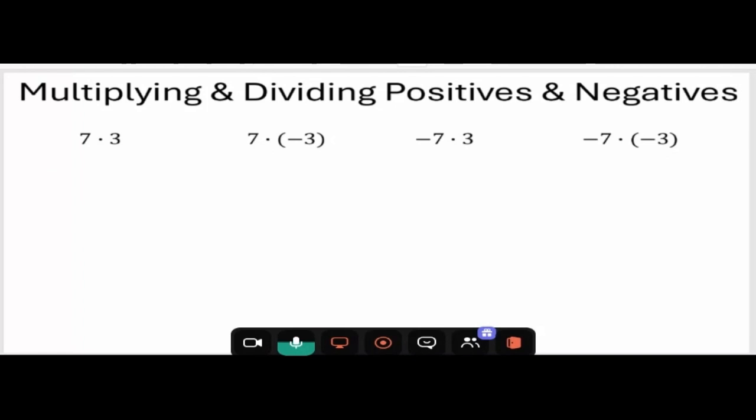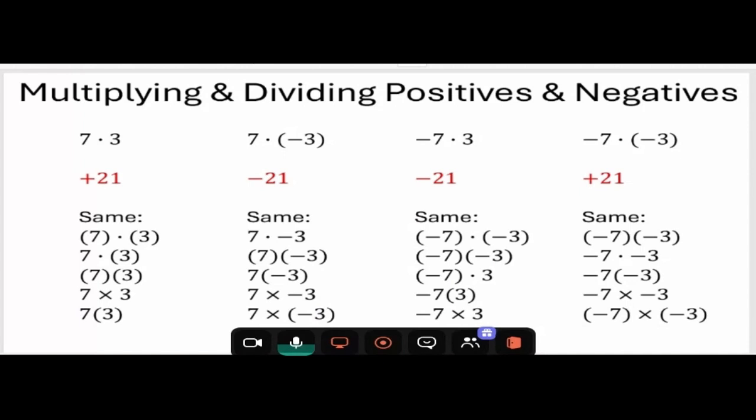So let's look at the 4 options, Sarah, for the multiplying. These are all 7 times 3. All 4 of the answers are going to be 21. It's just a matter of if they're plus or minus. If positive times a positive, the signs are the same, so we get a positive answer. Positive times a negative, the signs are opposite, so we get a negative answer. Negative times a positive, the signs are opposite, so we get a negative answer. And negative times a negative, the signs are the same, so we get a positive answer.